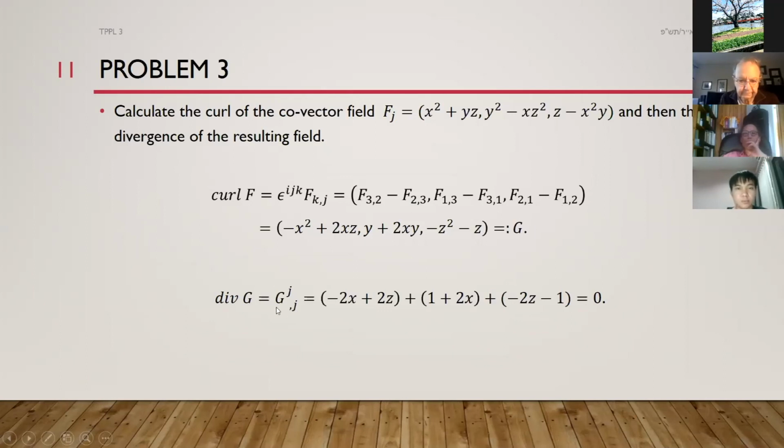The divergence is a contraction on the upper index and the lower index differentiating. I mean, you differentiate the first component by X, the second component by Y, the third component by Z, and add them all up. And here you get minus 2x plus 2z, et cetera, and in the end, everything cancels out and you get 0, as it should be because we know divergence of a curl is 0.